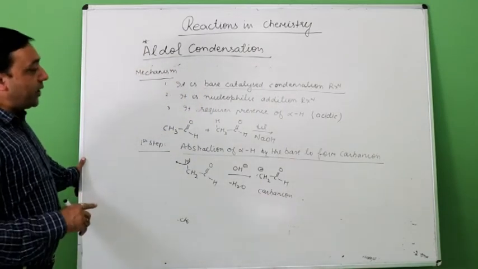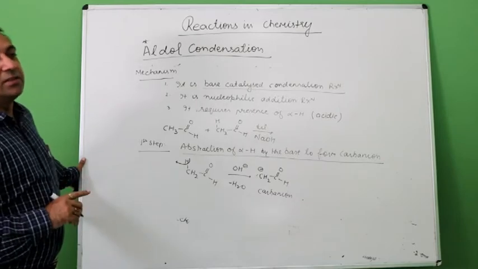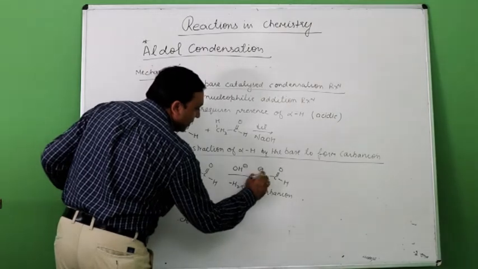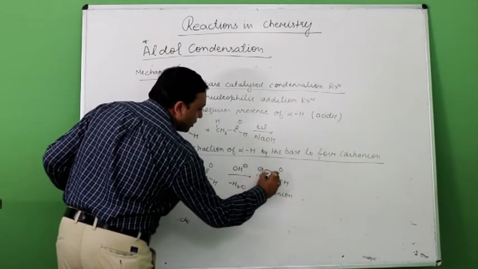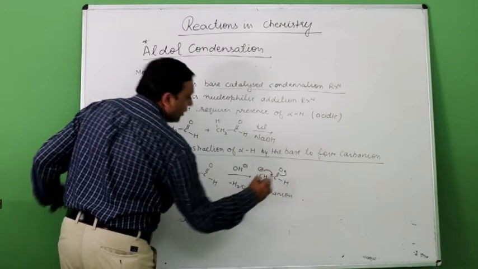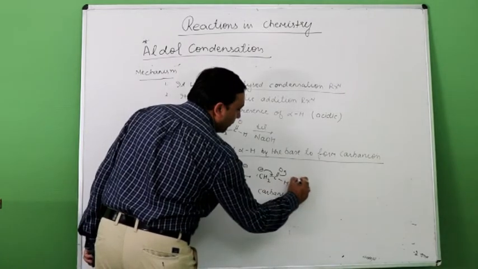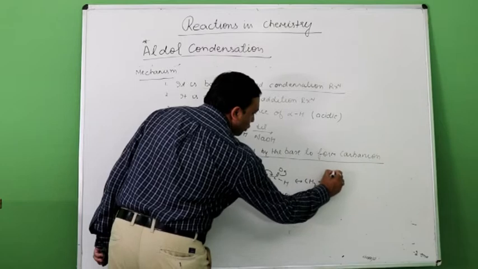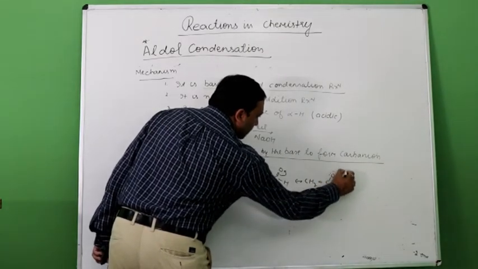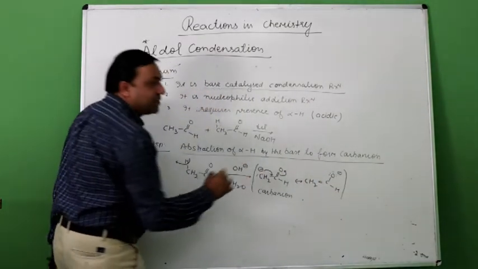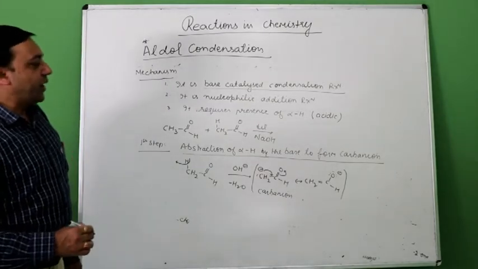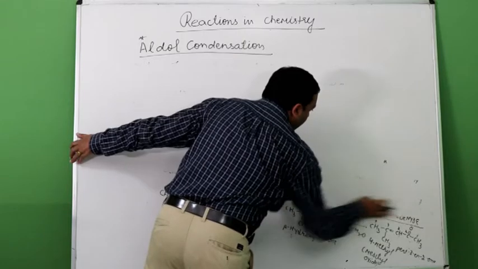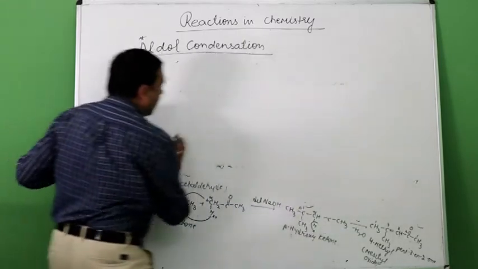Now this carbanion is resonance stabilized, that is, the lone pair of electrons in conjugation with the carbonyl group undergoes resonance to form this resonance stabilized carbanion. So this is the resonance hybrid.